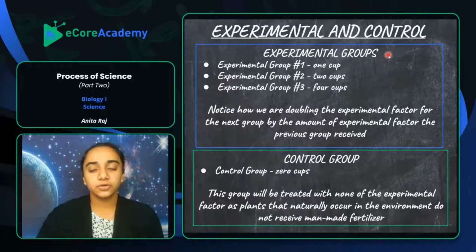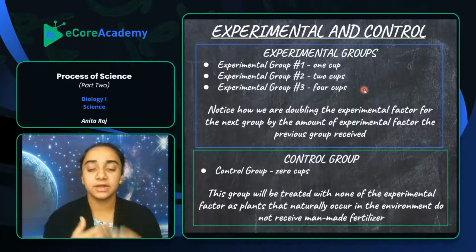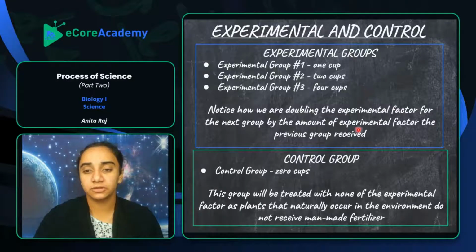So in this case, group 1 is only going to get 1 cup of plant fertilizer. Group 2 is going to get 2 cups, and group 3 is going to get 4 cups. I also want you to notice how we're just doubling the experimental factor for the next group by the amount of experimental factor the previous group received. So what exactly does this mean?